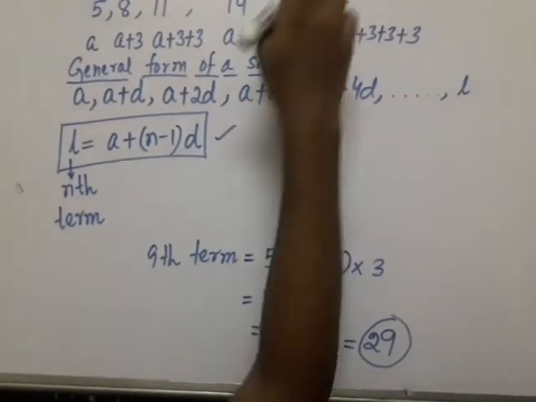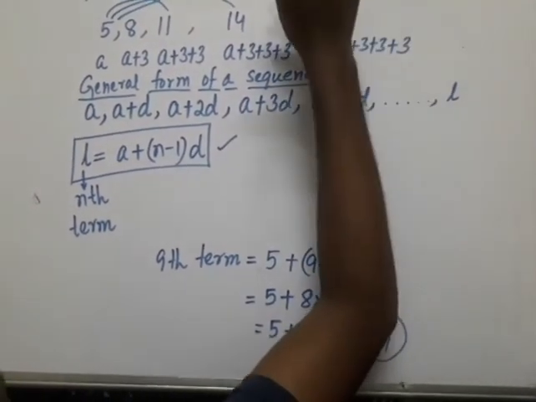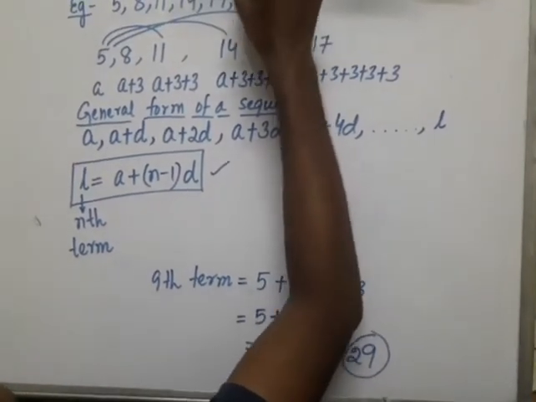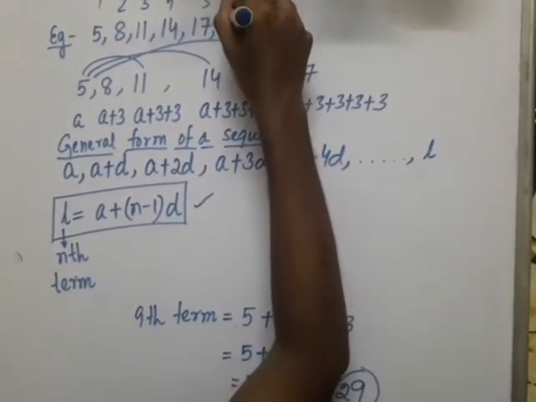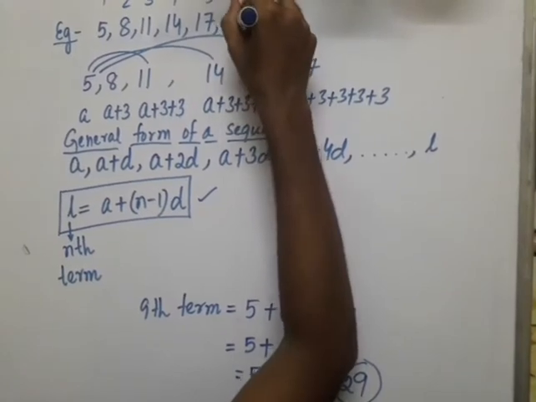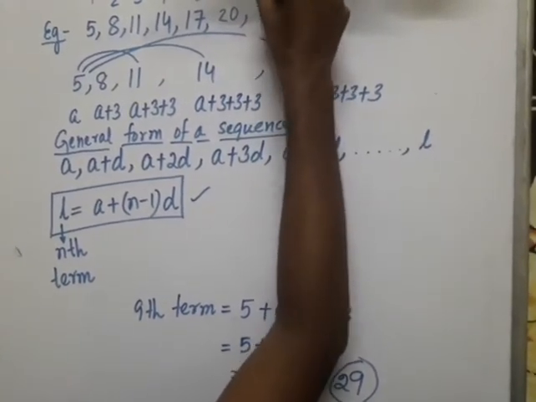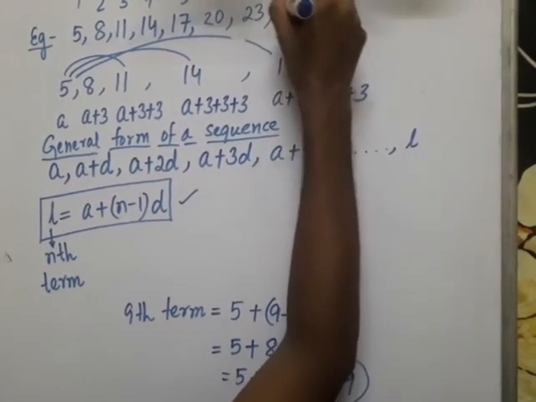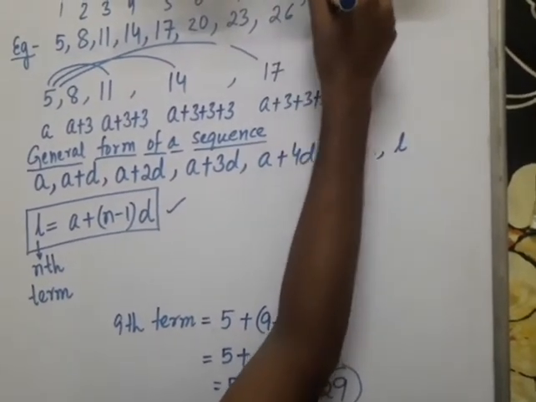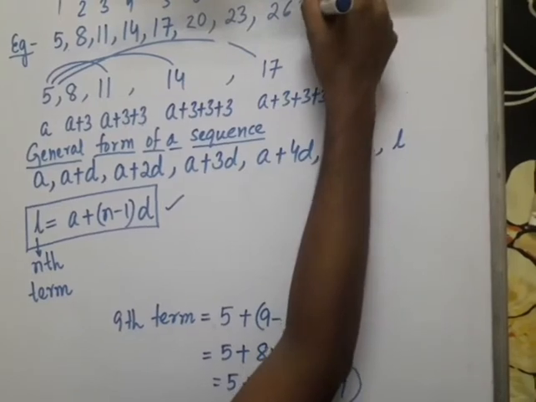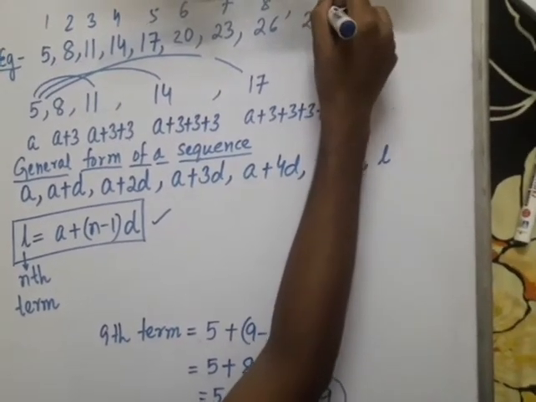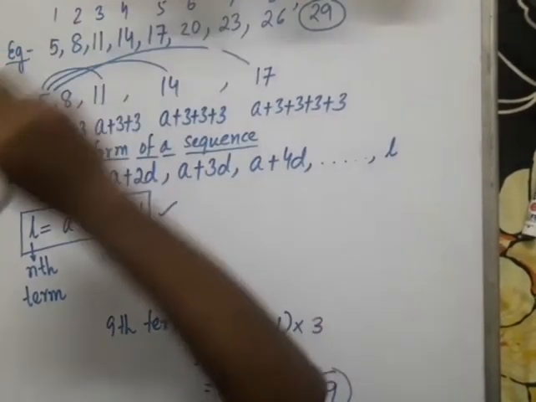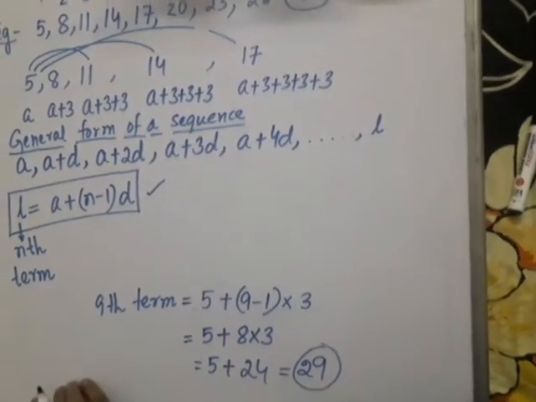Now we will check. For the sixth term we add 17 plus 3, and we have 20. Seventh term we will have 20 plus 3 as 23. Eighth term we will have 23 plus 3 as 26. Similarly, the ninth term we will have 26 plus 3 is 29. So we are ultimately getting the answer as 29.